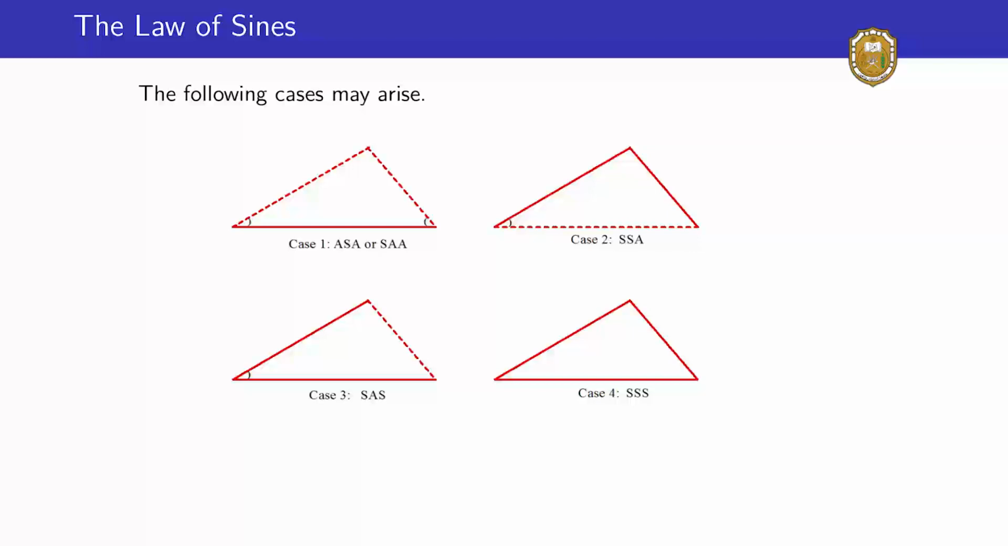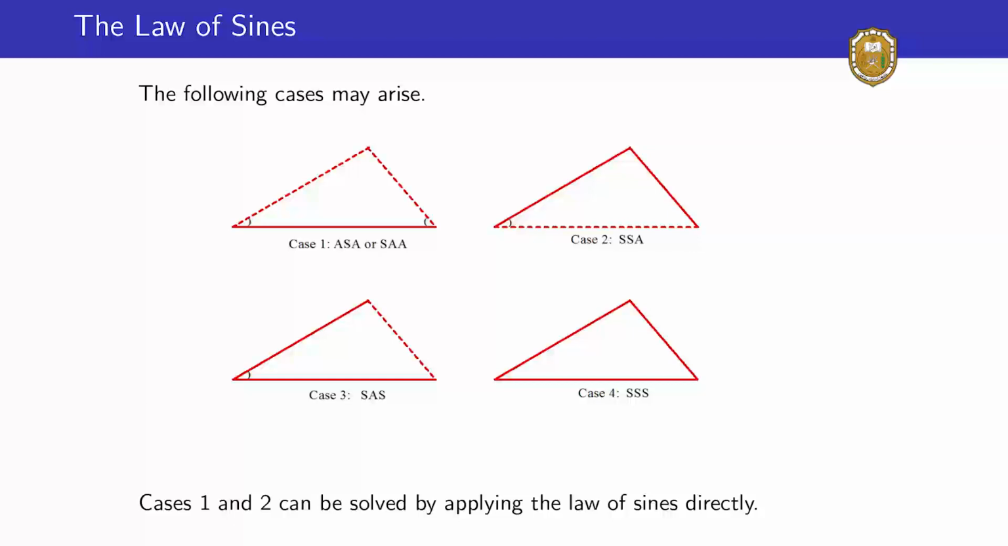Case 3, you are given 2 sides and 1 angle, but the angle is in between the sides. So for example, you have this side, this angle, and this side. That case is given as SAS. And the last case, which is case 4, you are given 3 sides. That's given as SSS. Cases 1 and 2 can be solved by applying the law of sines, and cases 3 and 4 can be solved by applying what we call the law of cosines, which we will see later, in combination with the law of sines, or you can apply the law of cosines alone.